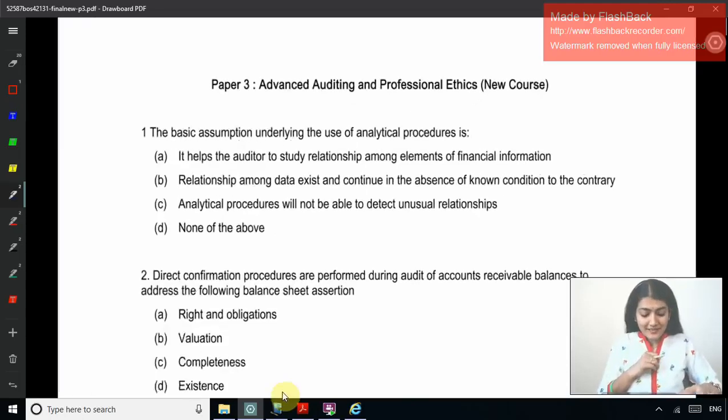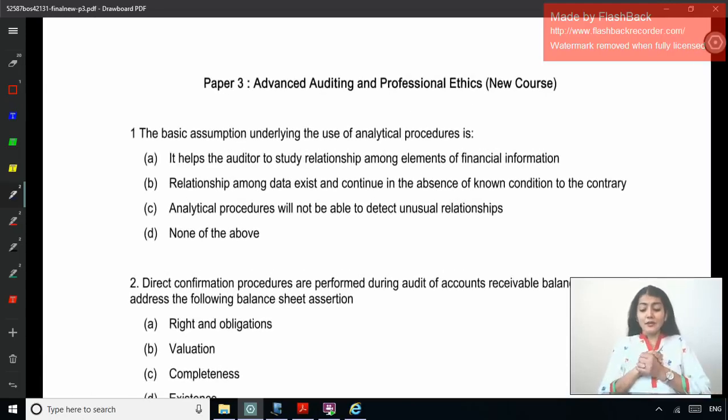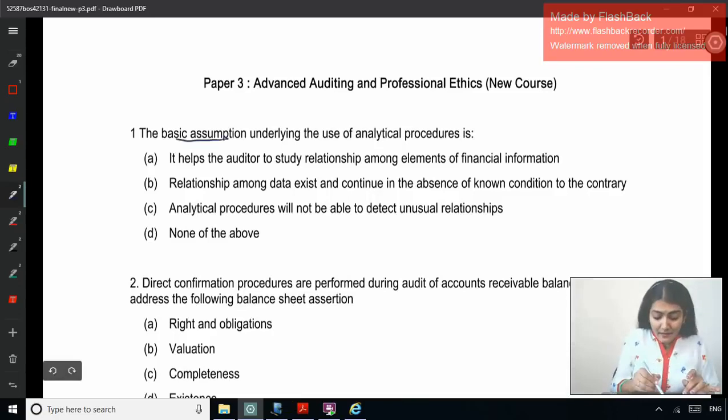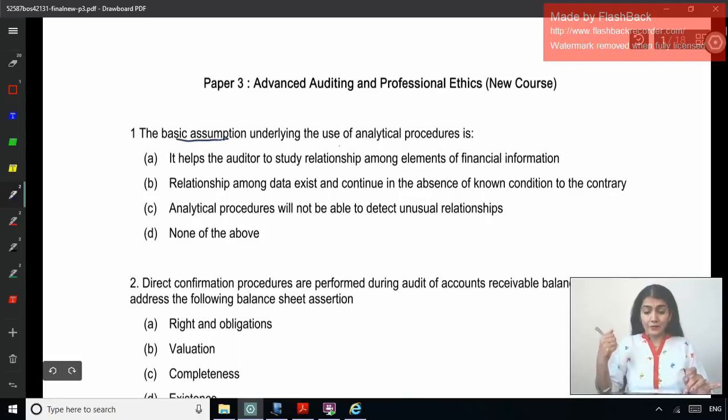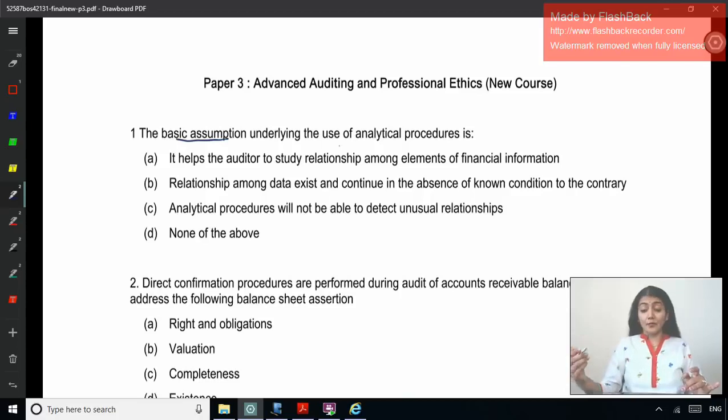The basic assumption underlying the use of analytical procedures is, so that reminds me first of SA 520. It helps the auditor to study relationship among elements of financial information. The basic assumption is that relationships among data exist and continue in the absence of known evidence to the contrary. Analytical procedures will not be able to detect unusual relationships, and none of the above.